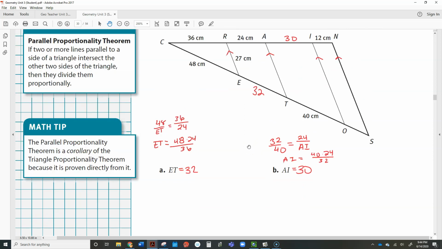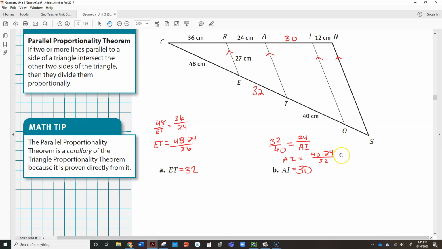Then they want me to find AT. I'm going to save AT, because AT is not a portion of a transversal. AT is a parallel line, and that's the game changer. I'll get to that in a minute.